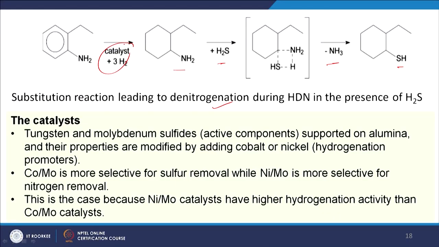And here the catalysts which are used are basically tungsten and molybdenum sulphides supported on alumina, and their properties are modified by adding some cobalt and nickel. Those are hydrogenation promoters. So, cobalt molybdenum and nickel molybdenum, two active ingredients we are getting for sulphur and nitrogen removal. Out of these two, cobalt molybdenum is less active than nickel molybdenum for nitrogen removal, because nickel molybdenum catalyst has higher hydrogenation activity than cobalt molybdenum catalyst.